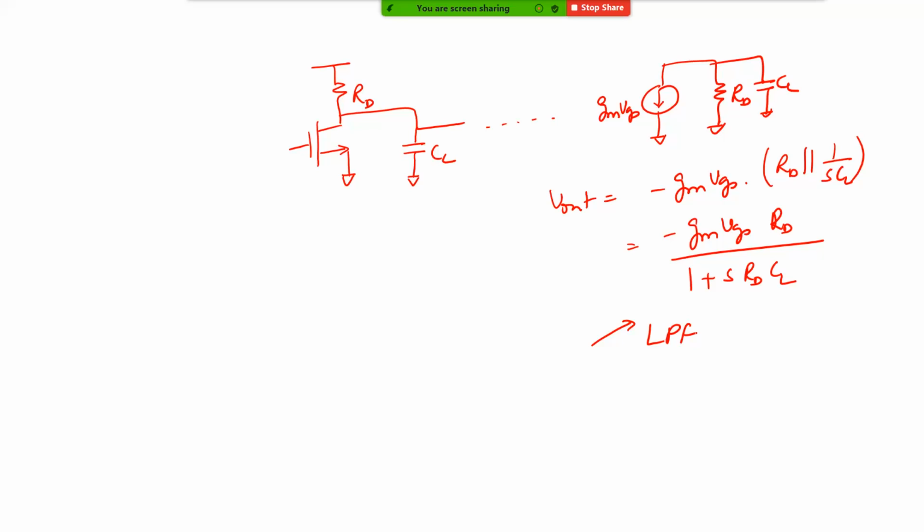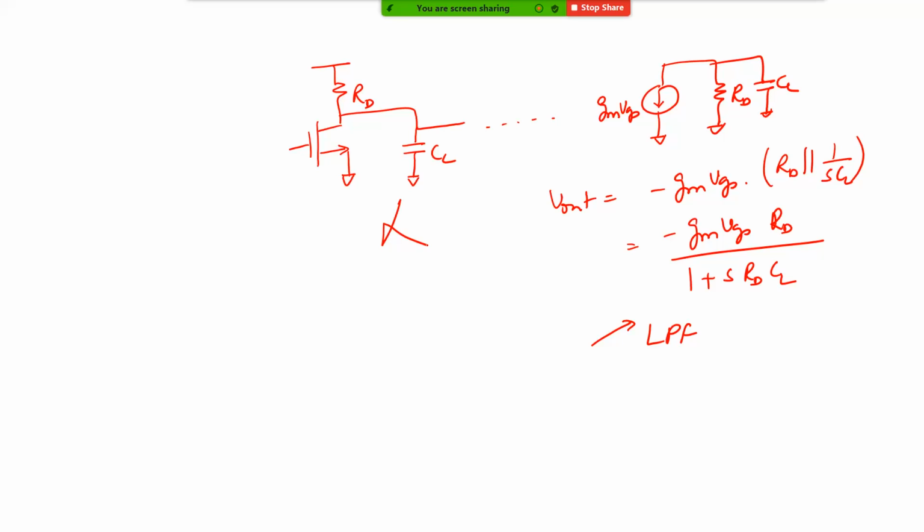Depending on the value of RD and CL, the corner frequency can be maybe 100 megahertz or 200 megahertz. But if you want to design a low noise amplifier at, let's say, 1 gigahertz or 5 gigahertz or 10 gigahertz, obviously you are in the low pass regime. Your F is much greater than the corner frequency. So this topology is definitely not going to work.